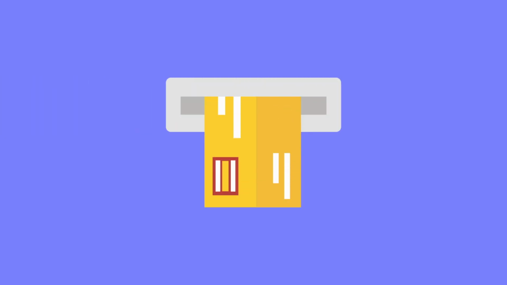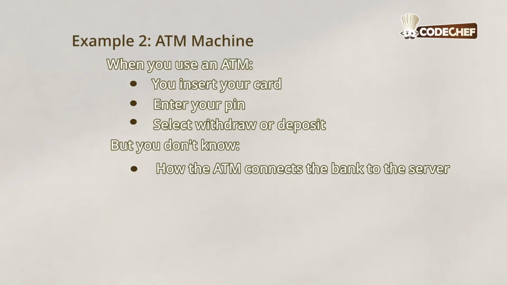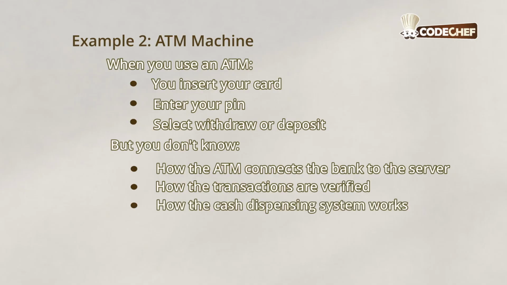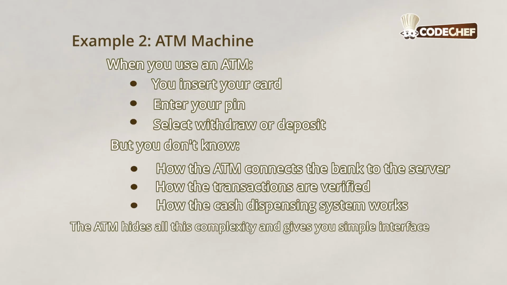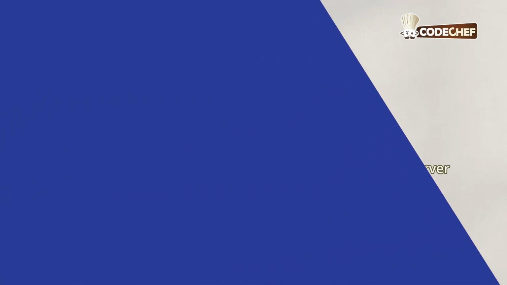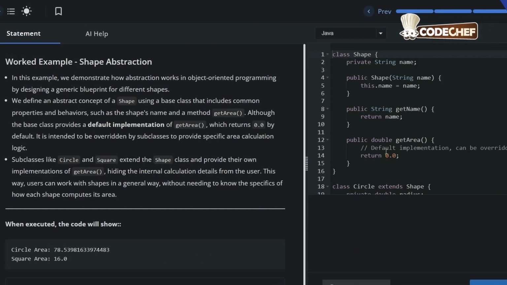Now let's look at another example. ATM machine. So when you use an ATM, you insert your card, enter your PIN, select withdraw or deposit. You don't know how the ATM connects to the bank server, or how the transactions are verified, or how the cash dispensing system works. The ATM hides all this complexity and gives you a simple interface. This is also abstraction.